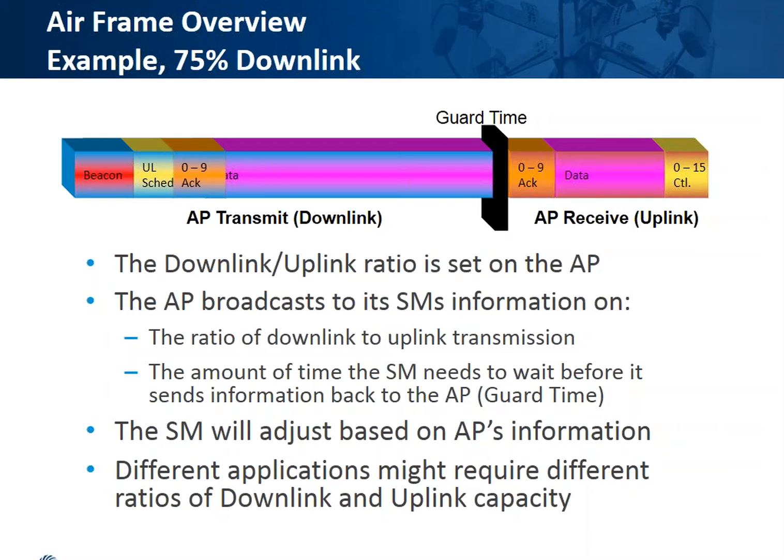In this last example for the airframe, the big thing is how flexible it is, so we can change the percentages. Again, by default, it comes as 75% downlink. What that means is that 75% of your frame consists of the data packets. And again, the SM will adjust this based on the AP's information that it sends out in the scheduler.